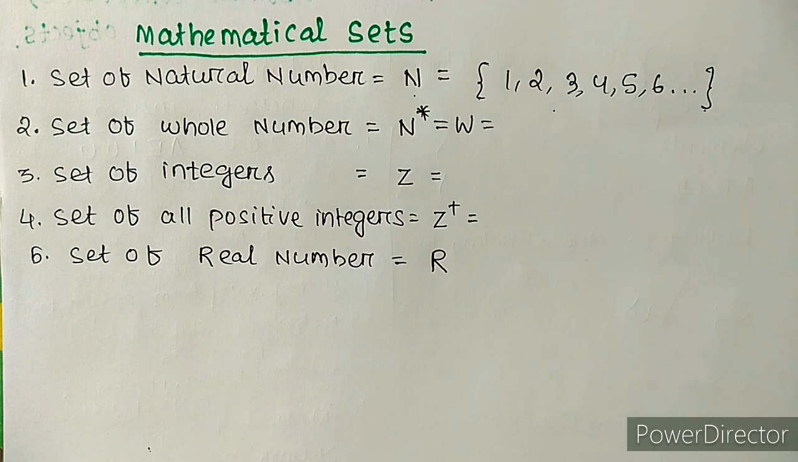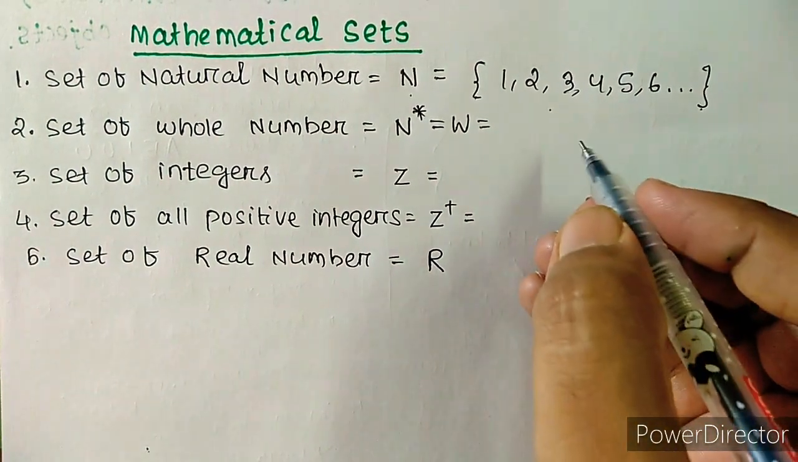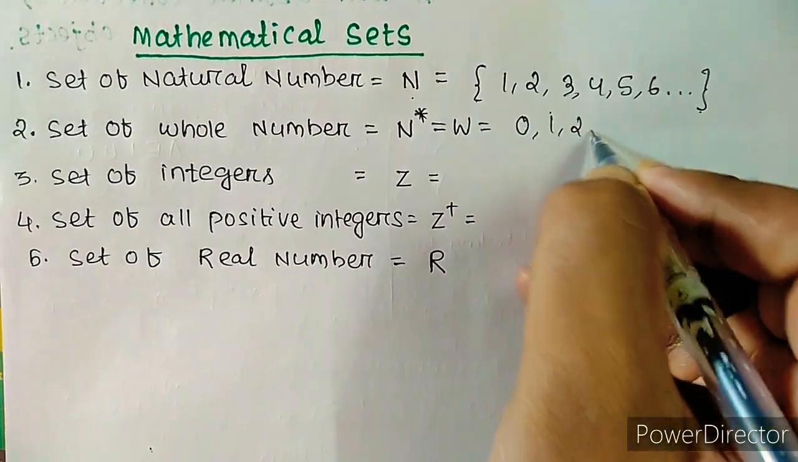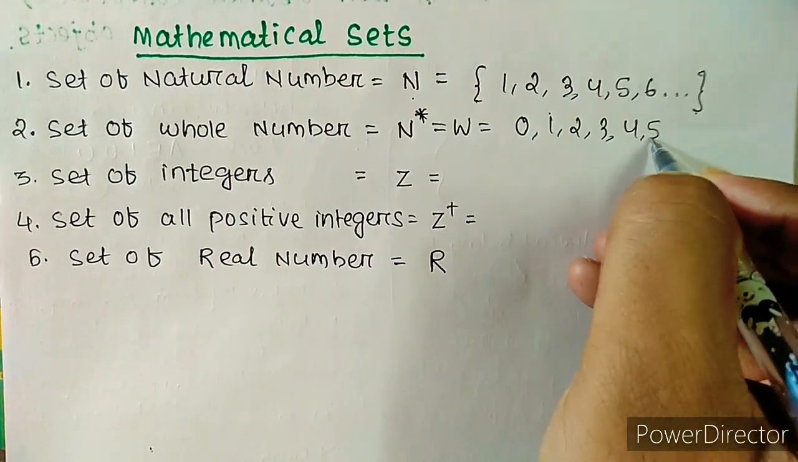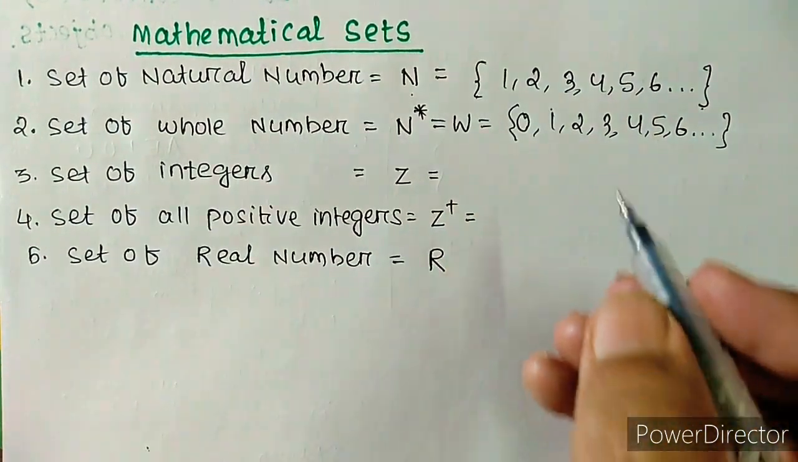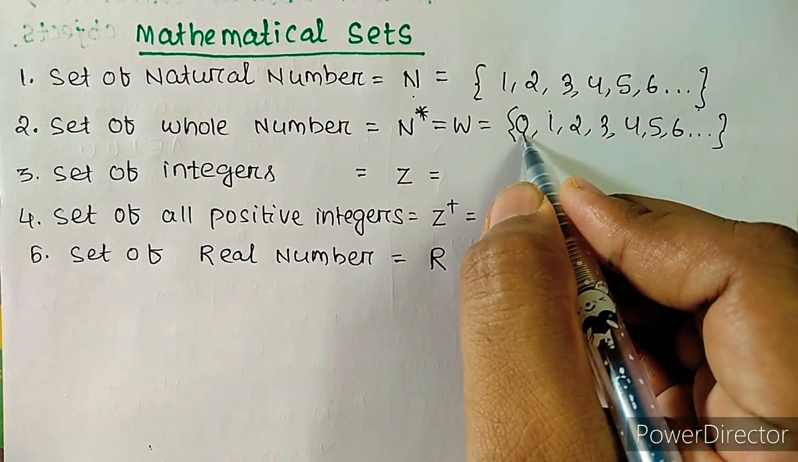And the next one is the set of the whole numbers. We can represent the set as N star or W. It is the same as the natural numbers, but one extra element is added, and that is 0. 1, 2, 3, 4, 5, 6 and the rest. So it includes only one extra element, that is 0. So it is the whole numbers.